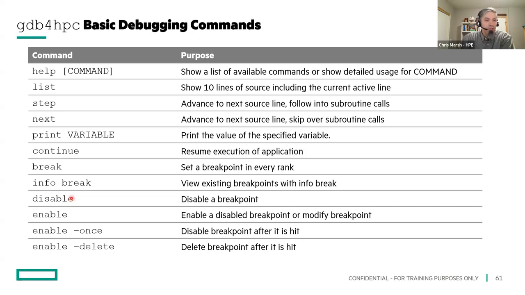So you can disable a breakpoint and basically say, from this point forward, don't stop at that point, keep going. And then you can enable, and there's some options like enable once and things like that to have some granular control over your breakpoints. So once you're stepping and printing, the next thing that you want to do is set breakpoints and continue to them. These will allow you to somewhat quickly navigate around your application.